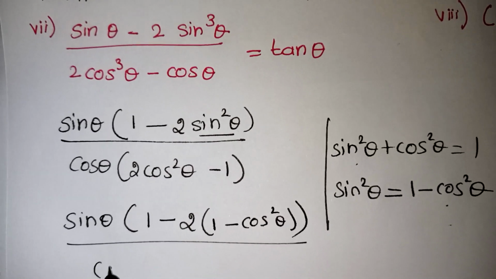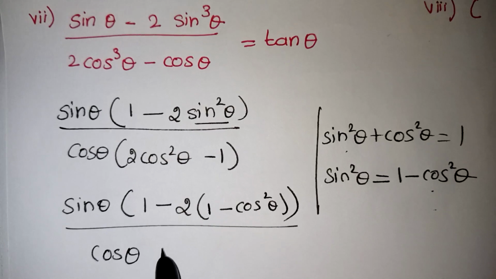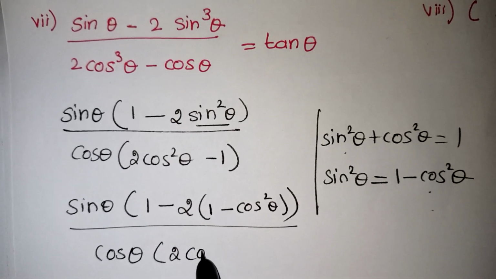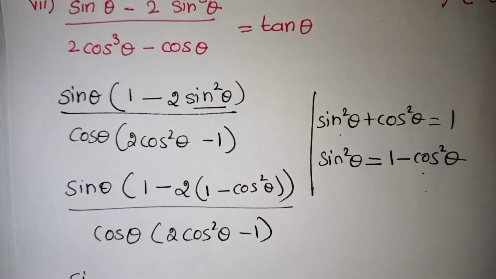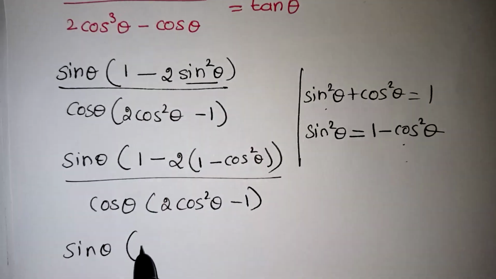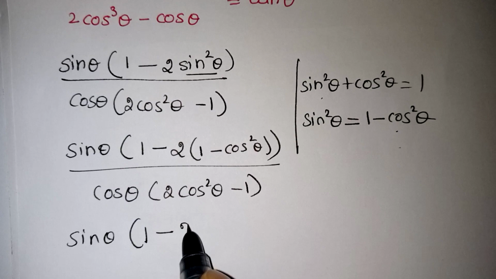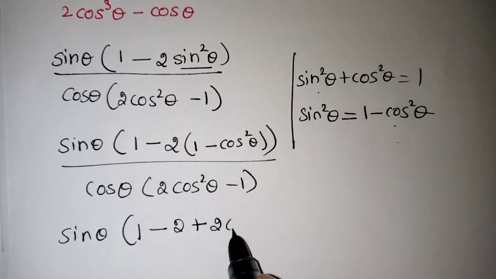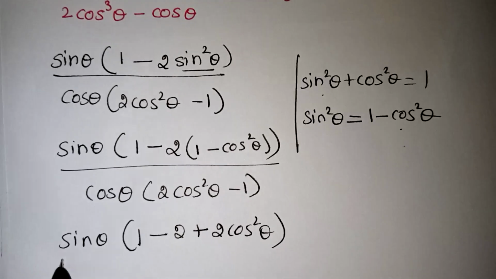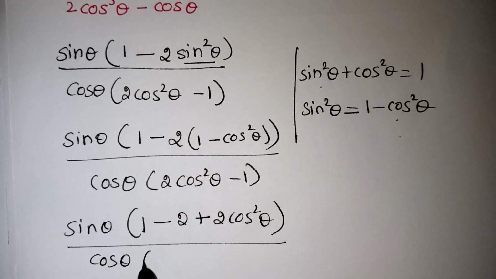Divided by the denominator, you keep as it is. Don't make it sin again. You cannot cancel it. So 2 cos square theta minus 1, denominator as it is. Numerator only changes. So sin theta, this 1 minus 2 ones are 2. This minus into minus will become plus 2 into cos square theta. 2 cos square theta it will be. Denominator I am writing as it is.